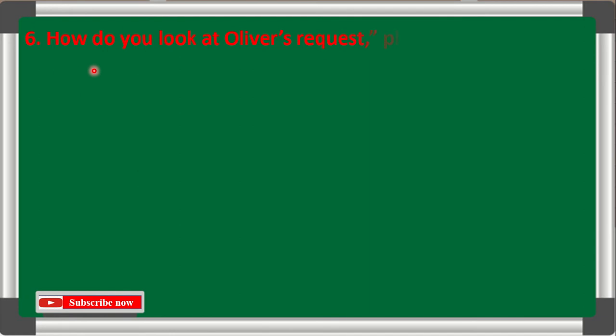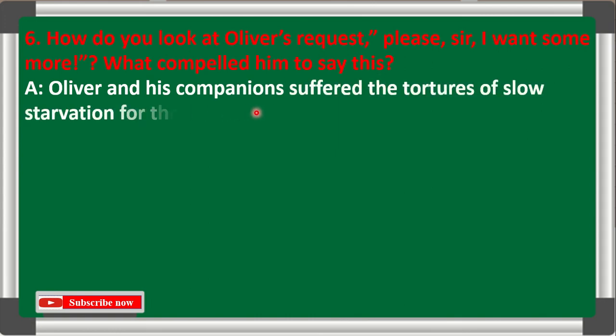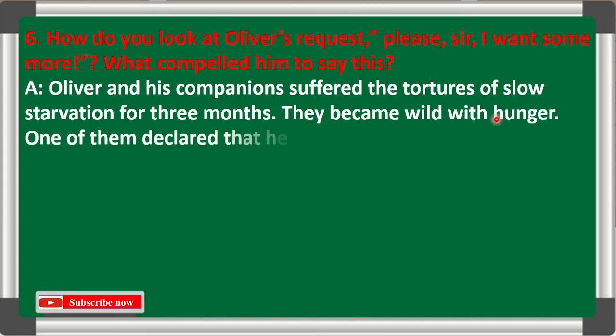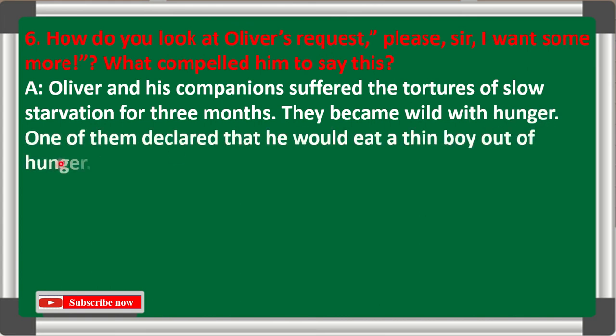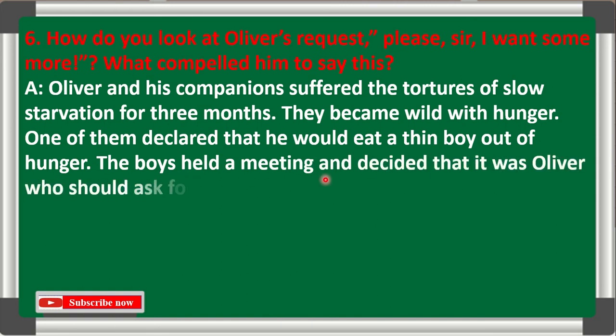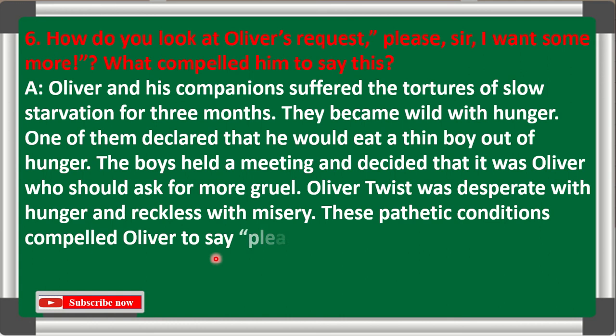Sixth question. How do you look at Oliver's request? Please, sir, I want some more. What compelled him to say this? Answer. Oliver and his companions suffered the tortures of slow starvation for 3 months. They became wild with hunger. One of them declared that he would eat a thin boy out of hunger. The boys held a meeting and decided that it was Oliver who should ask for more gruel. Oliver Twist was desperate with hunger and reckless with misery. These pathetic conditions compelled Oliver to say, please, sir, I want some more.